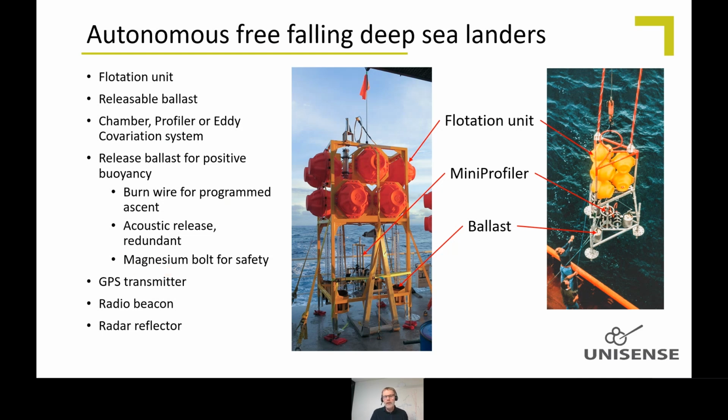That will dissolve after a couple of days, and then it can release the ballast and it will float to the surface. In order to find this, if it's floating around in the middle of the Atlantic, you will need some kind of help. Typically people mount GPS transmitters, a radio beacon, and radar reflectors on it, and a flag also. When you get closer, you can see it. And people typically find these again when they have deployed, and it's very seldom they get lost.